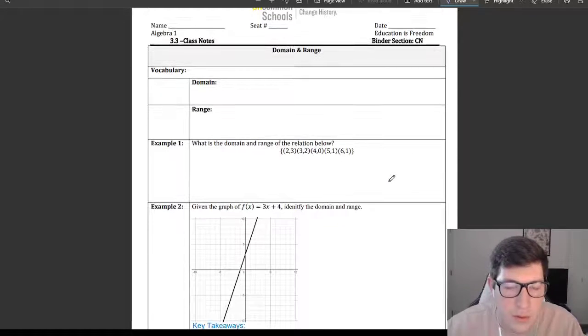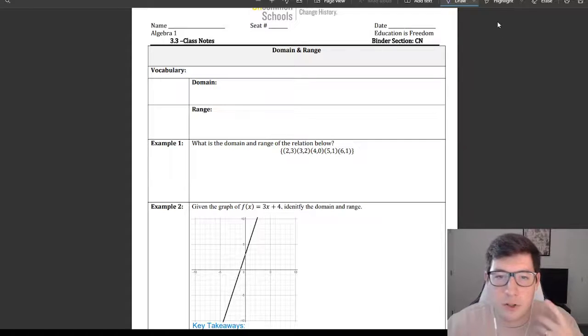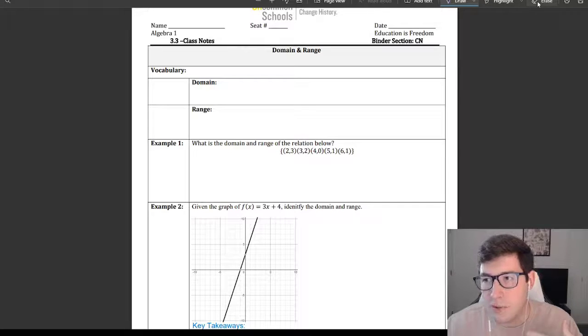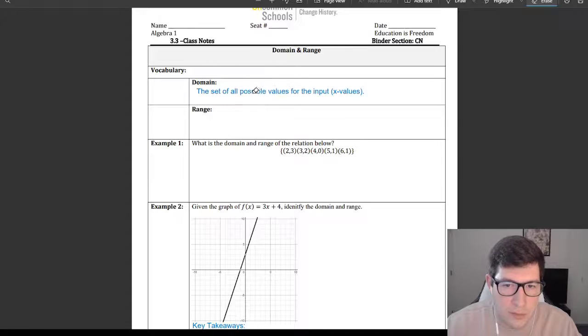All right. So go ahead and turn to your notes. We have two vocabulary words. We're going to be looking at domain and range today. Now, domain and range are two very important things that we have to know about when looking at a graph. First up, we're going to look at domain.